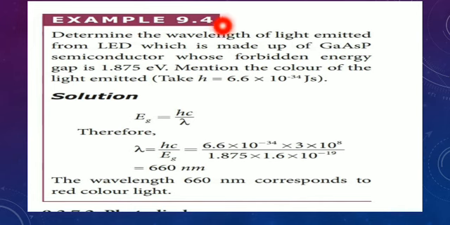Determine the wavelength of light emitted from an LED which is made up of gallium arsenide phosphorus semiconductor whose forbidden energy gap is 1.875 electron volt. Mention the color of the light emitted. அப்போ என்ன கலர் அப்படின்னு கேட்டிருக்காங்க.